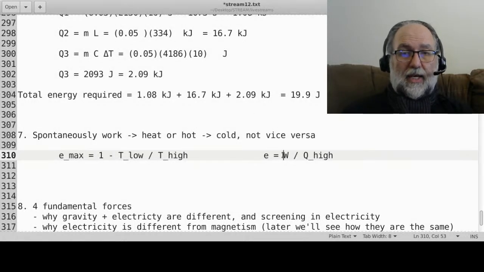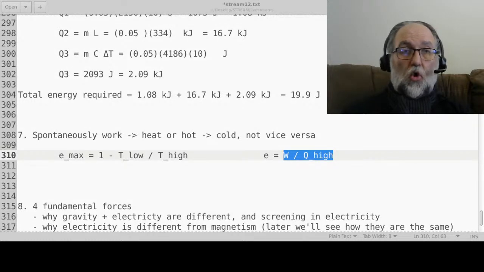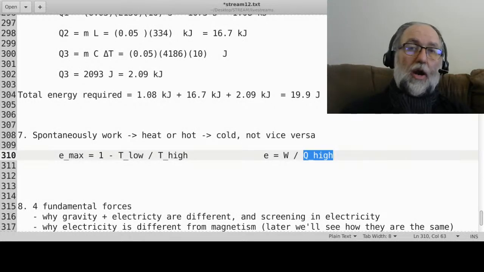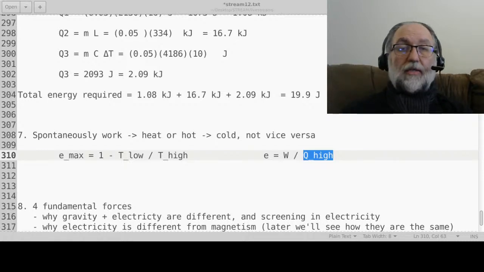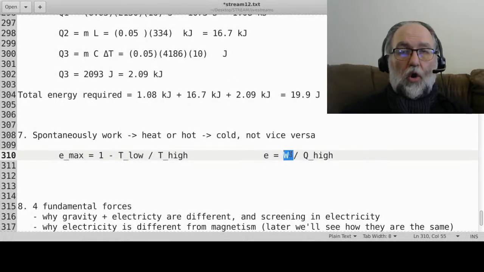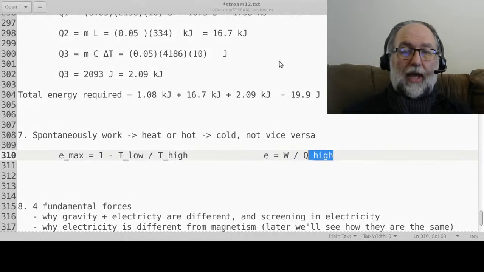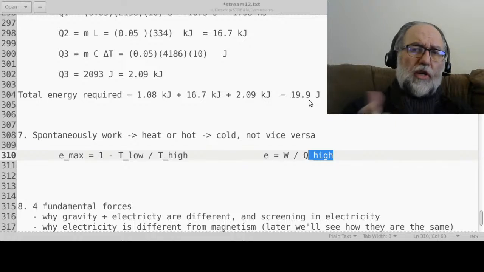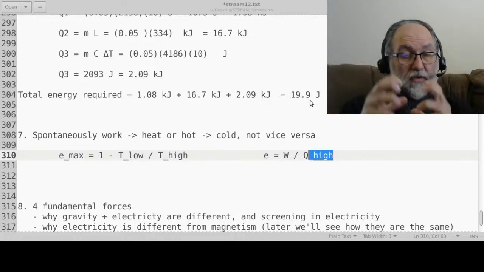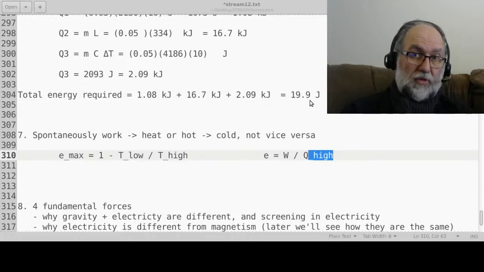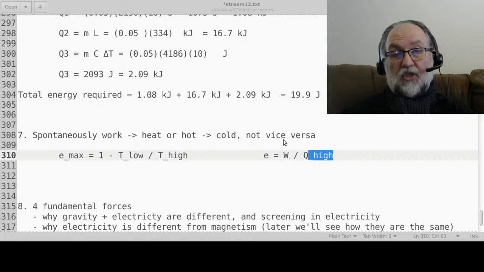The true efficiency is this. It's how much energy the hot area gave you in joules, divided by, well, the amount of work divided by how much energy the hot area gave you. So if the hot area gives you 100 joules and you convert 30 of that into work, that's 30 divided by 100, or 30%. So 30% of your energy that comes from the hot area becoming work would be an efficiency of 30%. And that's what this formula is.